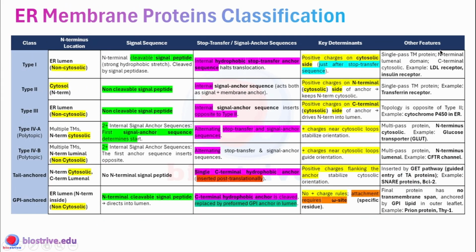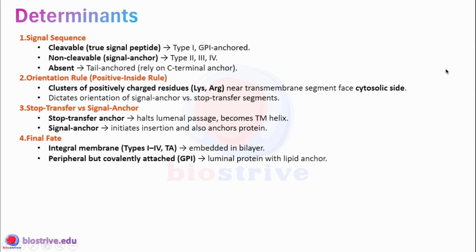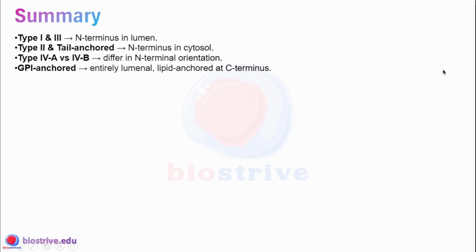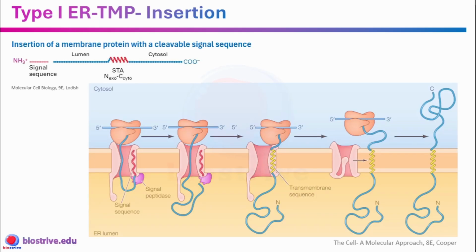In other features, we showed some important examples and other attributes related to these types of proteins. So in short, type 1 and type 3 proteins have the N terminus in the lumen. Type 2 and tail-anchored proteins have the N terminus in the cytosol. Type 4A and type 4B differ in N-terminal orientation. Now we will talk about how these different types of transmembrane proteins are inserted into endoplasmic reticulum membranes.